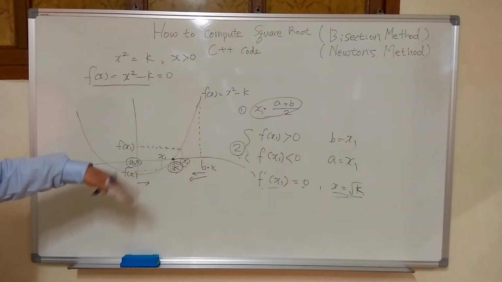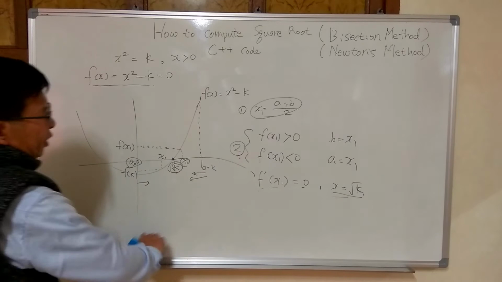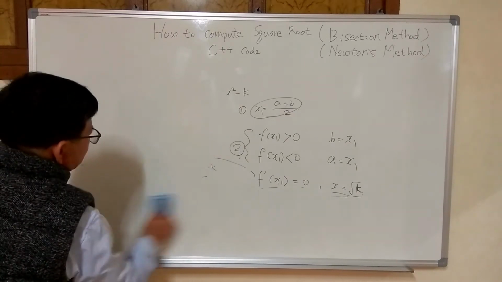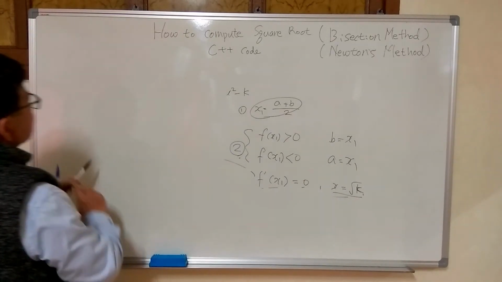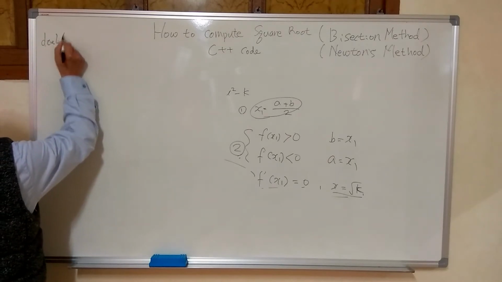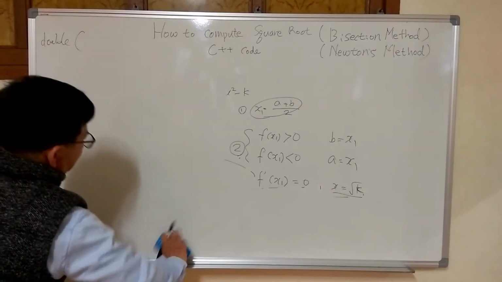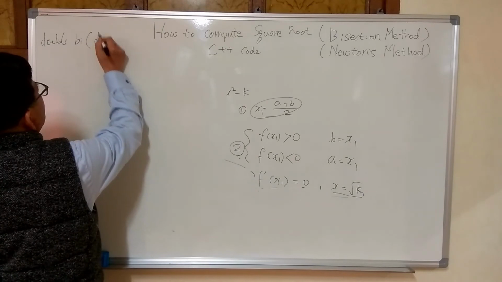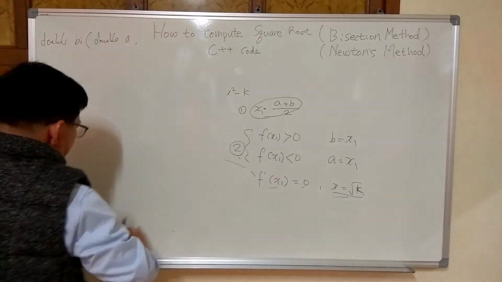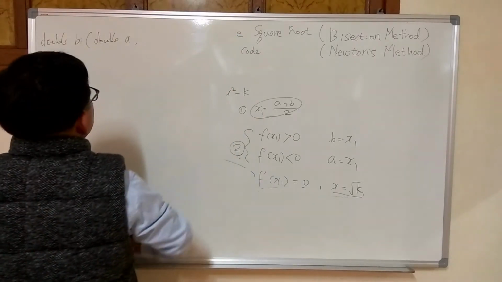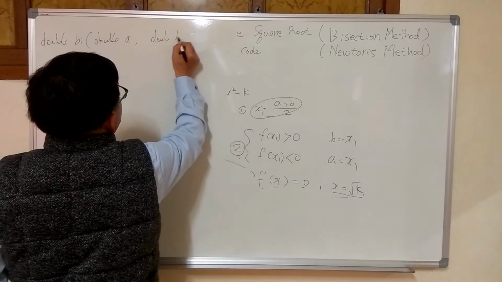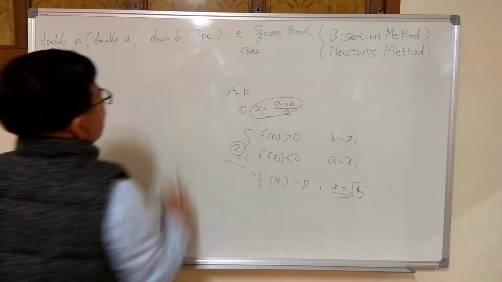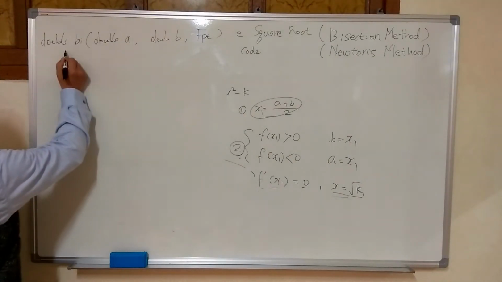So I will move it into C++ code. I will leave this here, and I will make a code here. So double, the function name will be bisection. I will say bisection method, double a, double b, and we will have a function pointer, fptr. fptr will be the function pointer.